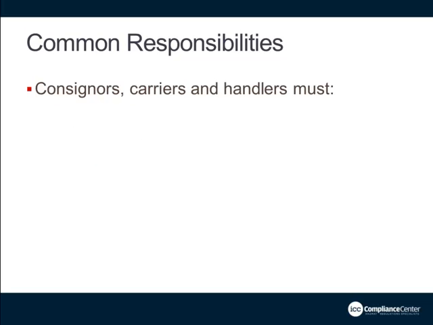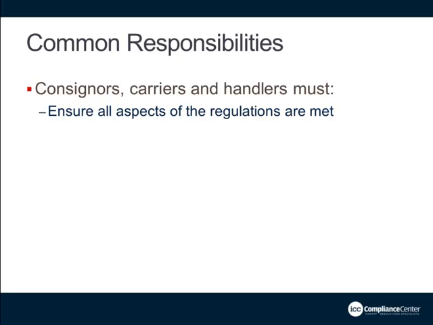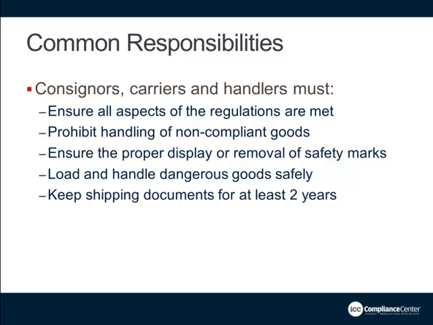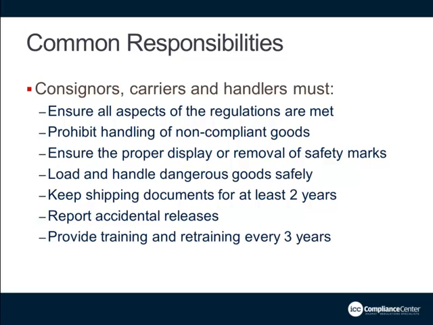Now, let's take a look at the basic responsibilities involved in transporting dangerous goods. They can be divided into 2 main groups, those that belong to the consignor or shipper and those that belong to the carrier. Some of these responsibilities are common to everyone involved, also including the receiver of the dangerous goods. These responsibilities include ensuring that all aspects of the regulations are met during transport, prohibiting the handling or transport of non-compliant goods, ensuring the proper display or removal of dangerous goods safety marks, loading and handling dangerous goods for transport safely, keeping copies of the shipping papers for at least 2 years, reporting serious spills of dangerous goods called accidental releases, and providing training for workers involved in the transport of dangerous goods and making sure that they are retrained at least once every 3 years.